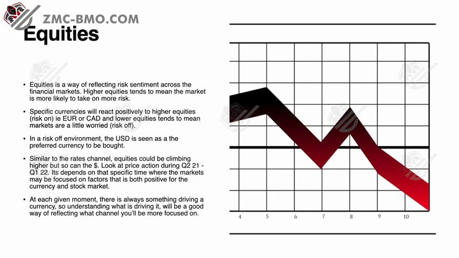However, similar to the rates channel, equities could be climbing higher, but so can the dollar. If equities are driving higher, that's seen as risk on, and the dollar is not a risk-on currency anyway. So there's a decoupling every now and again, and that could be for specific reasons. But look at the price action during Q2 of 2021 to Q1 2022. It depends on that specific time, where the markets may be focused on factors that are both positive for the currency and positive for the stock market.